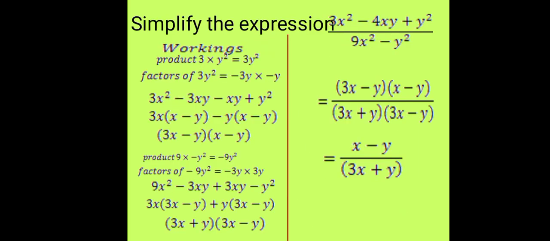Simplify the expression. To simplify this expression, we have to factorize the numerator and also factorize the denominator. Look at my workings. I have factorized the numerator and the denominator. After factorizing, you realize that 3x minus y for the numerator will cancel with the 3x minus y for the denominator, so that we remain with the x minus y all over 3x plus y.